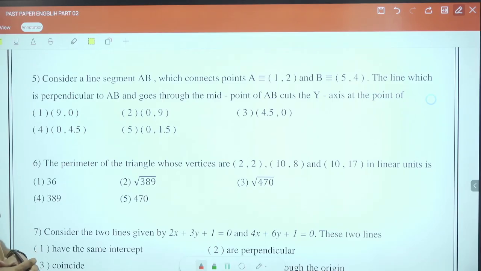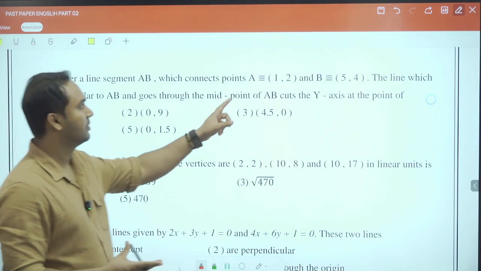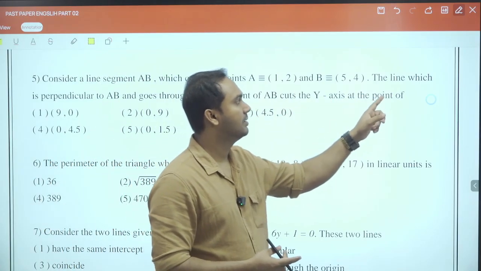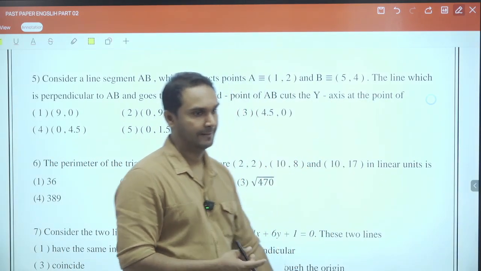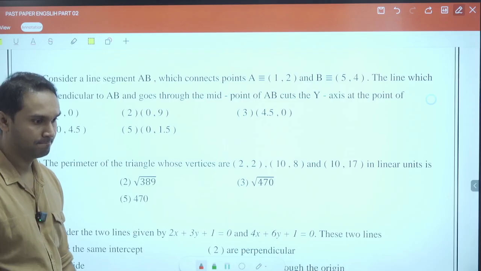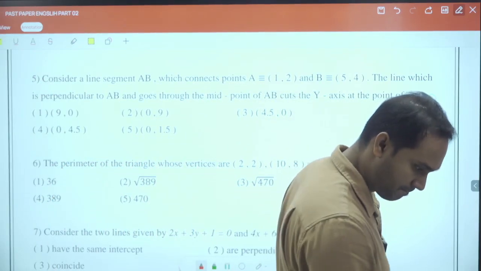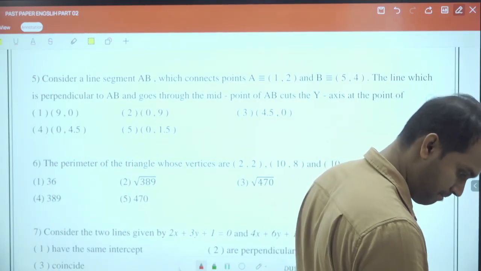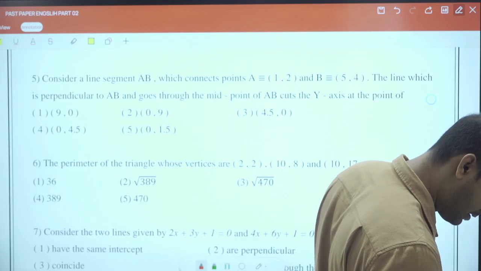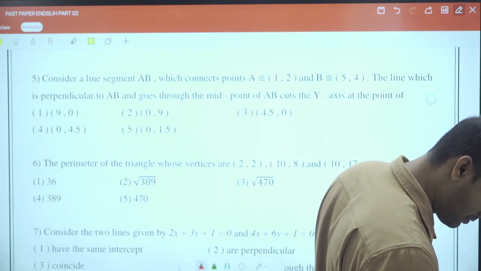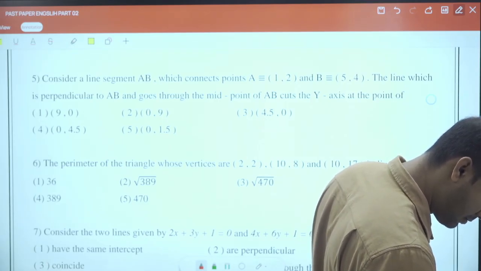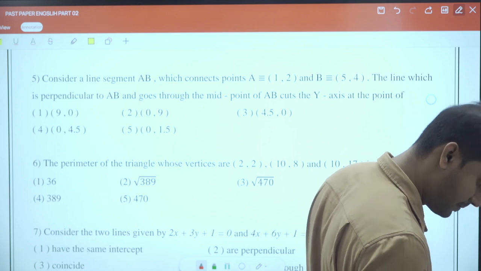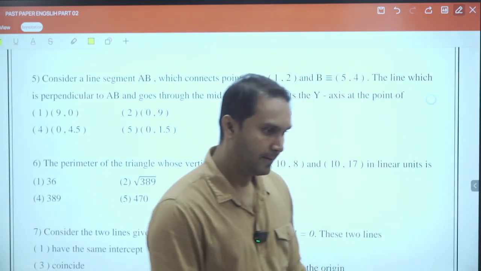Y-axis is cut. Point of AB cuts the y-axis at point of... and it cuts the... they're asking for this point. Yes.